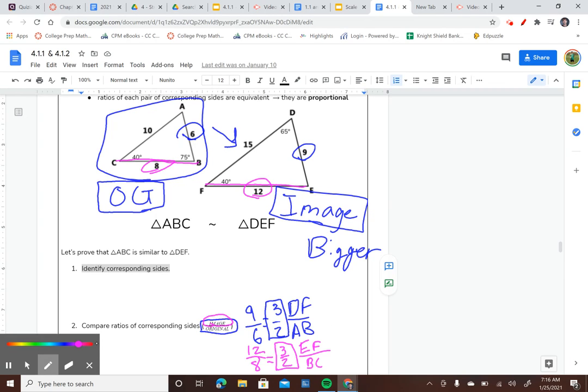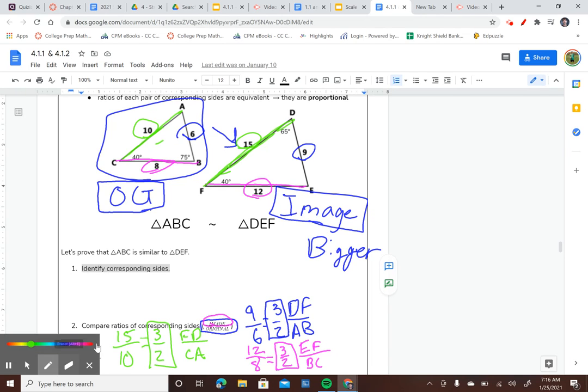And now we have to look at one more side to see if they are equivalent ratios. We have F to D and C to A, so it's going to be 15, because we read it as the image on top over the original, 15 over 10. So here we have 15 on top, 10 on the bottom, because that is FD over CA. And if we reduce this, dividing both the top number by 5 and the bottom number by 5, 15 divided by 5 gives me 3, and 10 divided by 5 gives me 2.